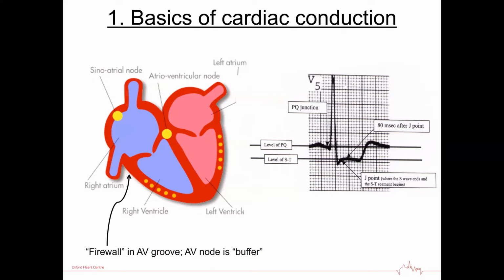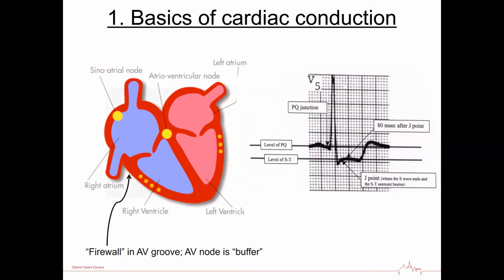Essentially, the groove that runs between the atrium and the ventricles in your heart acts like a firewall. It's insulated. A very small proportion of people do have gaps in this, called accessory pathways. The one that everyone seems to remember from med school is Wolff-Parkinson-White, and we will touch on that a bit later.